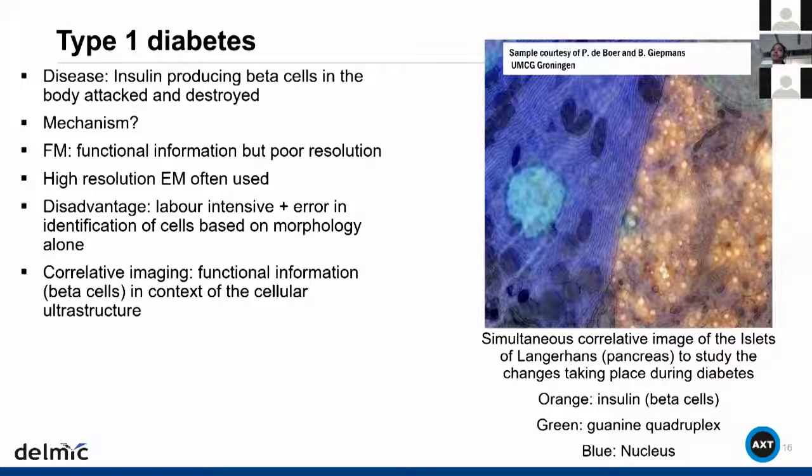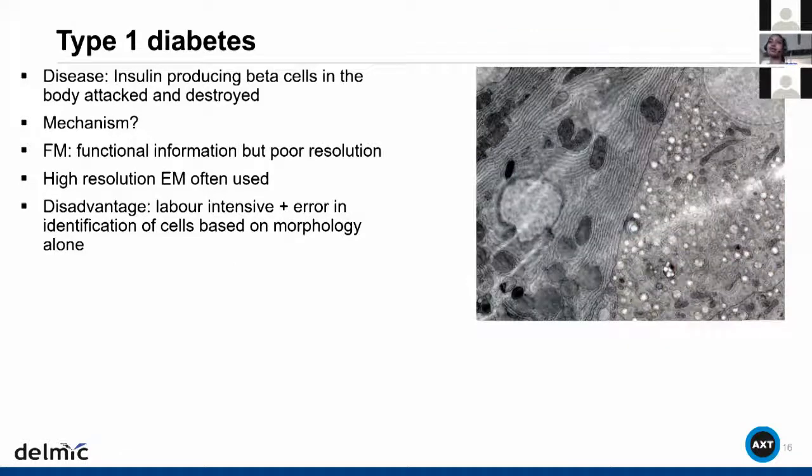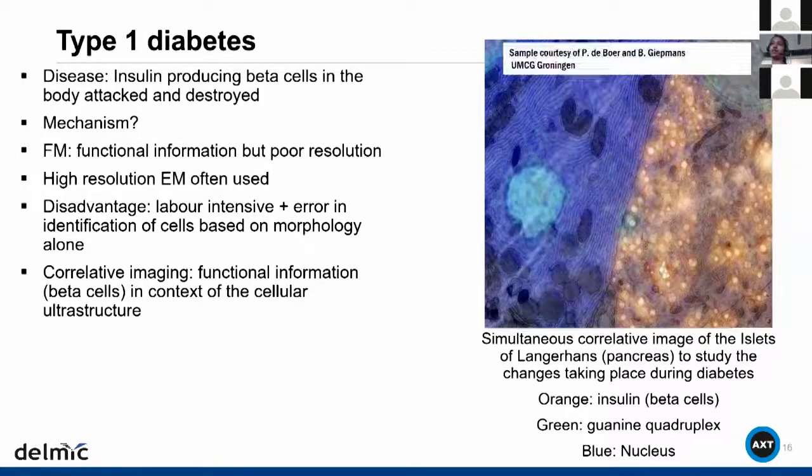Using correlative imaging, it's possible to get functional information, so it's possible to image the beta cells specifically in the context of the cellular ultrastructure. So the image that you see here is a simultaneously acquired correlative image of the islets of Langerhans in the pancreas. It's an overlay of the fluorescence image where the insulin or the beta cells are labeled in orange. The green is the guanine quadruplex, and in blue is the nucleus. And this is overlaid on the Scanning Electron Microscope image. So this is an SEM image acquired on the SECOM.